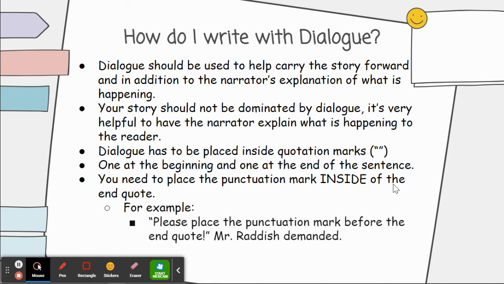For example, "Please place the punctuation mark before the end quote!" Mr. Radish demanded. Okay, so you see how I have the exclamation point inside of the quote. That is the proper way to do it. And then Mr. Radish demanded is the speaker tag ending it. Now, some people might ask, can I put a speaker tag at the beginning of the sentence? Yes, you can. However, that should be rare. It's common practice to usually have it at the end. However, there are certain opportunities that you could put it at the beginning, but make sure that's not the norm. That should not be what you do every time.